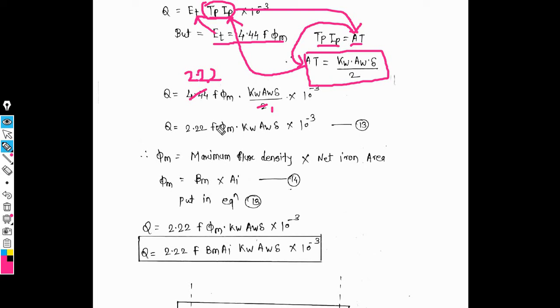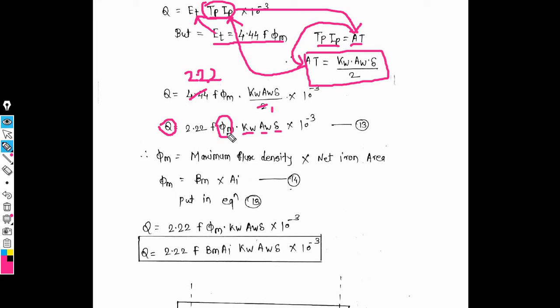Here phi m is called the maximum flux. Q is called the rating of the transformer, KW is called the window space factor, AW is called the area of window, and sigma is called the current density, into 10 raised to minus 3.